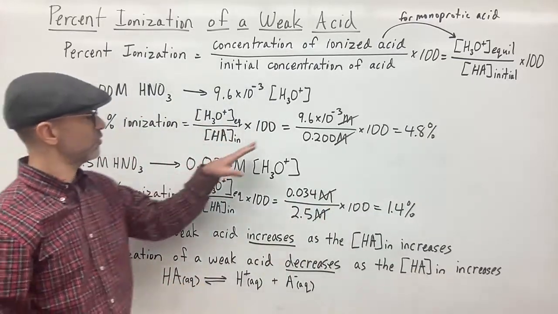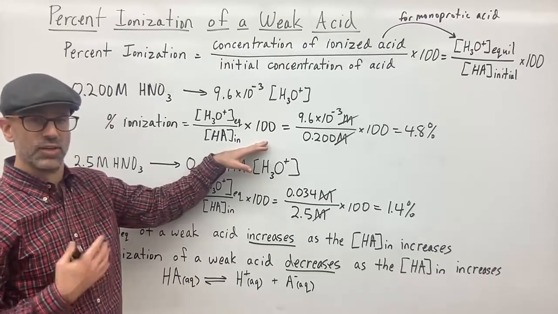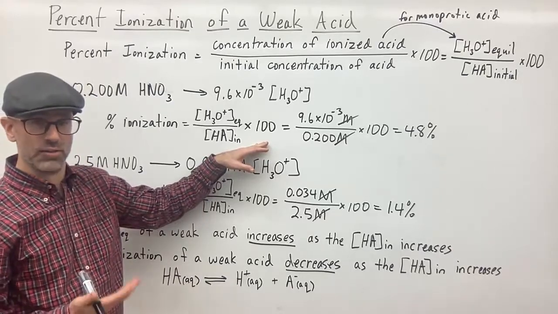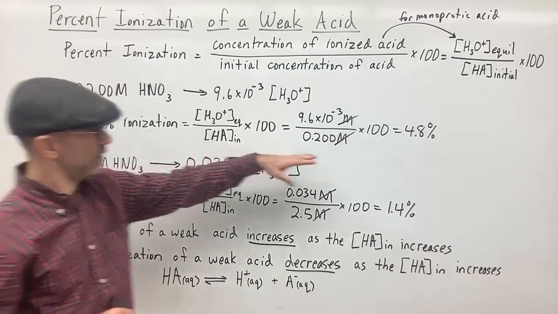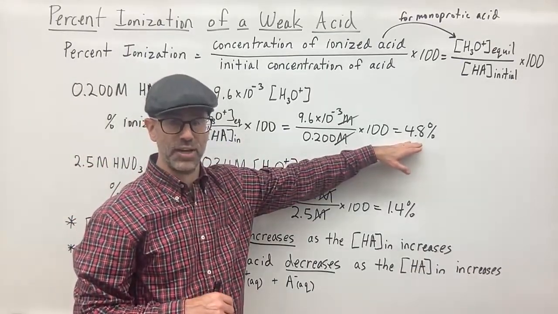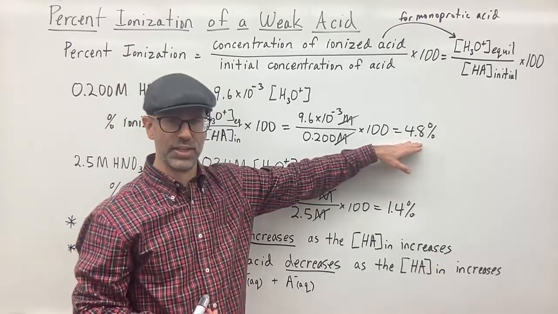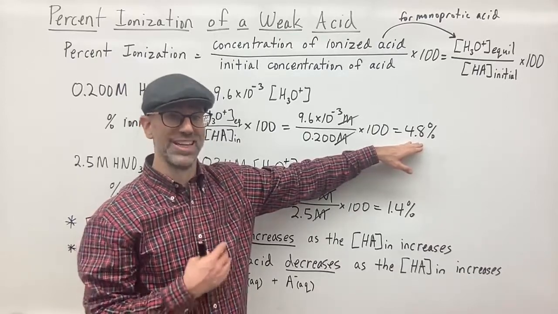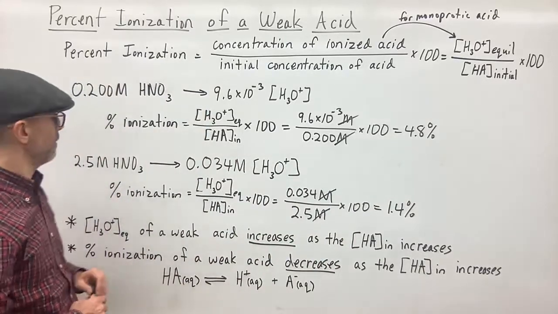So here you can see that this is a weak acid, but it's relatively strong. It's one of the strongest. Even with that acid, you only get 4.8% ionization. What that means is that out of 100 molecules of HNO3, less than 5 of them are going to actually ionize in water. So it's still pretty weak.